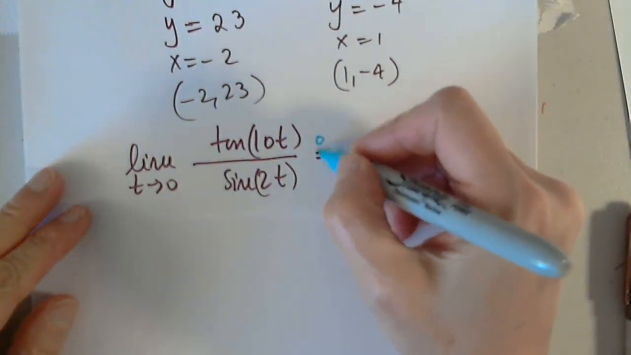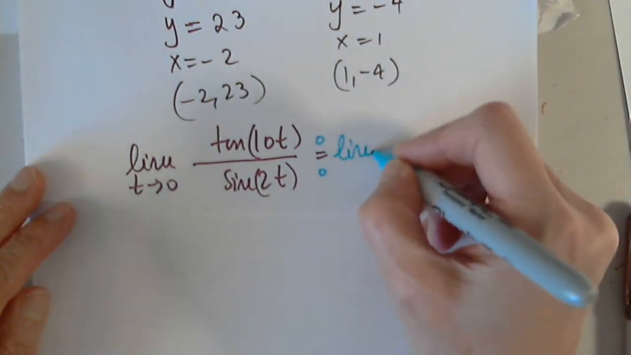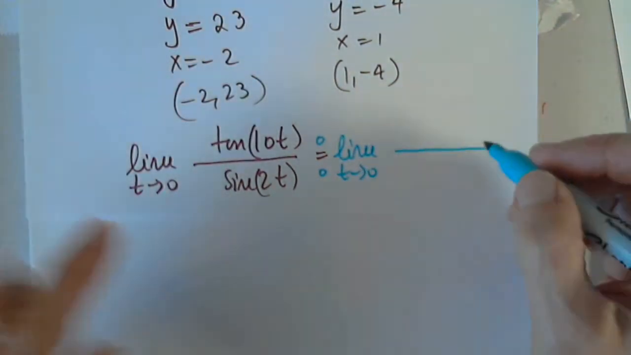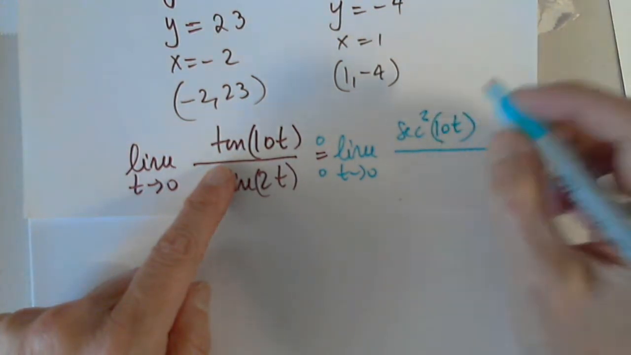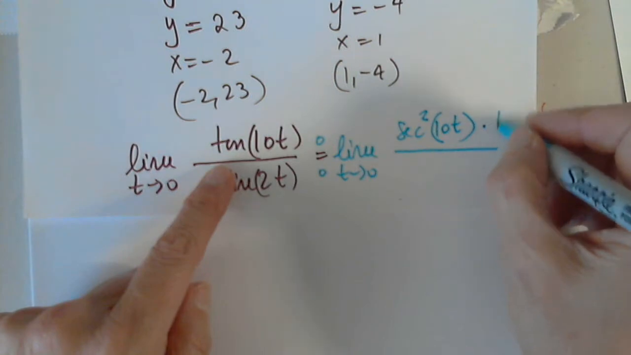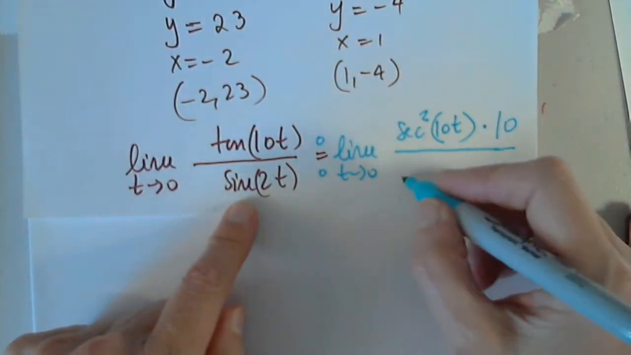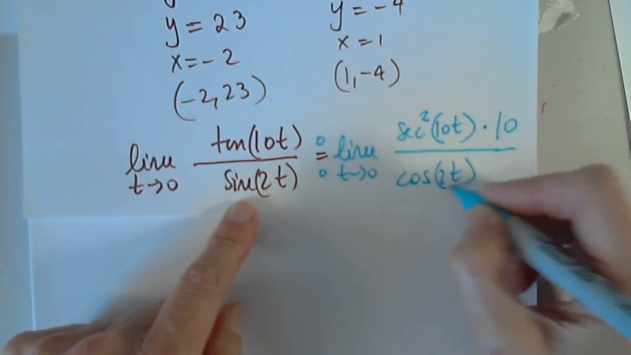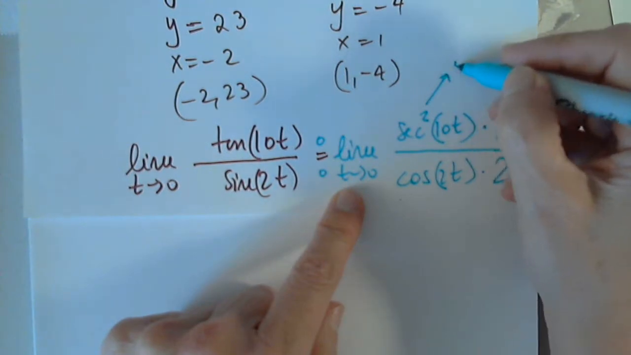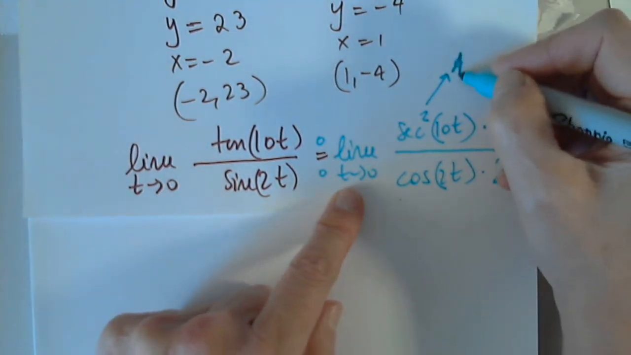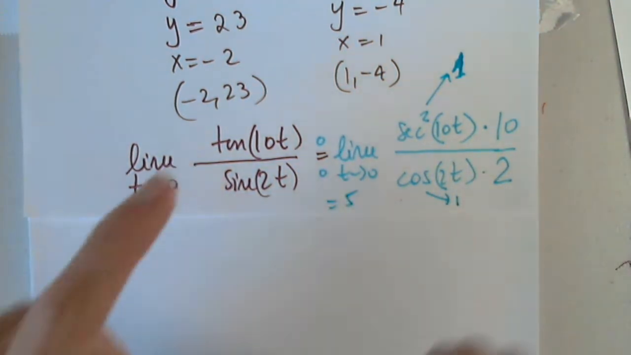So when you plug in, you get 0 over 0. Tangent 0 is 0, sine of 0 is 0. So then limit as t approaches 0, you differentiate the top. You get secant squared of 10t times the inner function prime. And sine 2t prime is cosine 2t times the inner function prime. But when you plug in 0, this will approach, oops, I meant 1. This will approach 1, and this will approach 1, so the answer is 5.